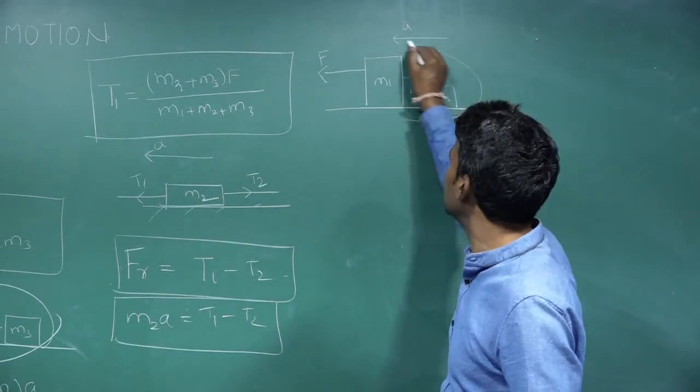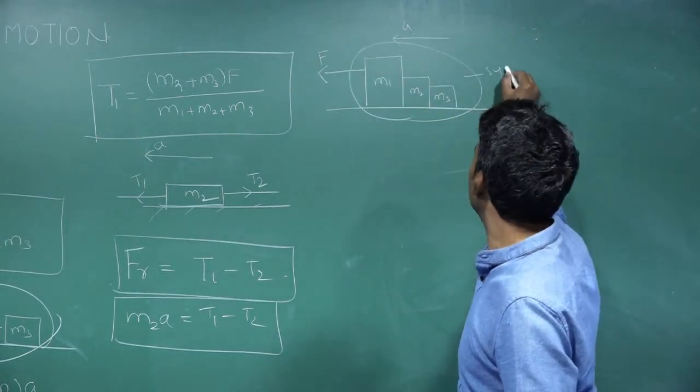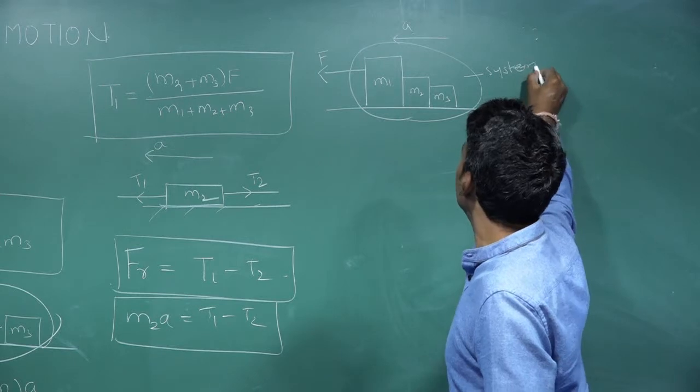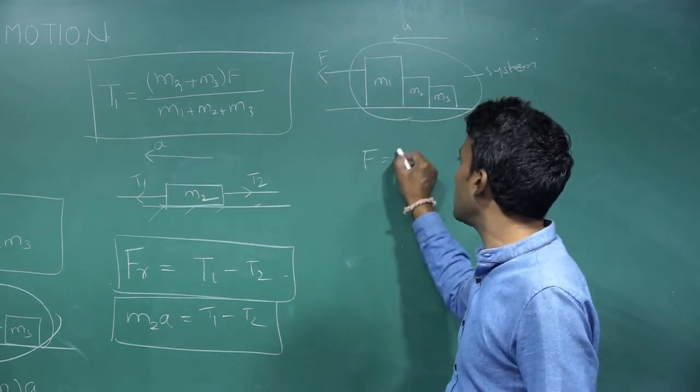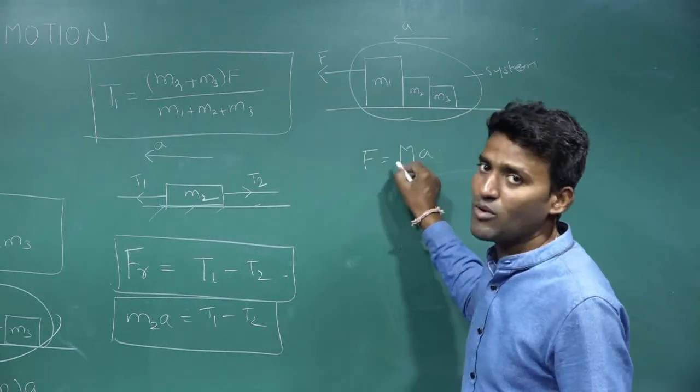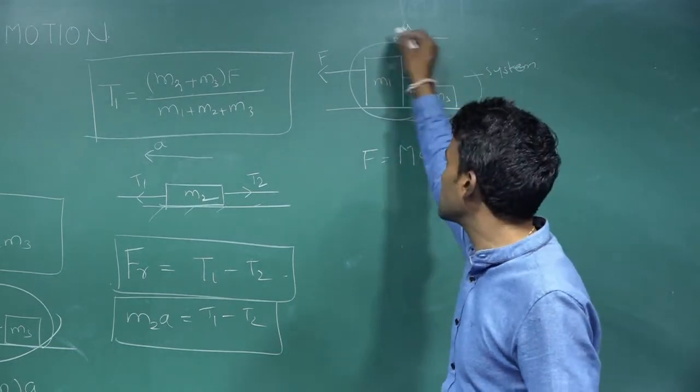First we have to consider this as one system. The total we have to consider as one system. F is equal to Ma, where the mass is the total mass of the system.